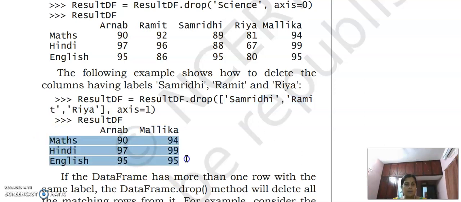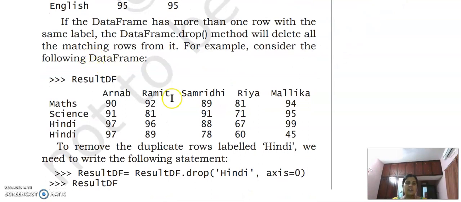Then this will be the output. This will be the new result_df. Result_df is a data frame, and we can give it any name. Here they created the data frame with the name result_df. So this is the method to delete a row and a column.